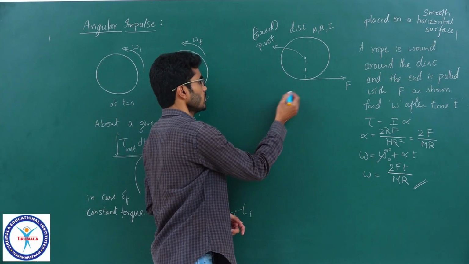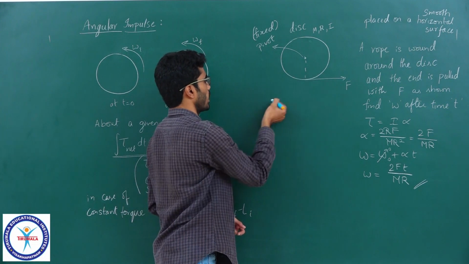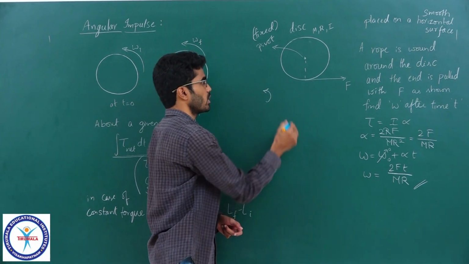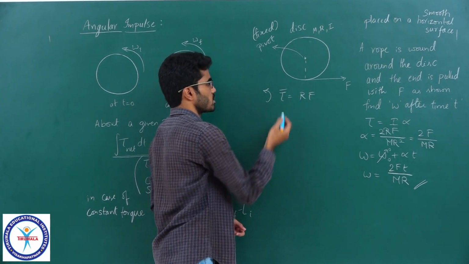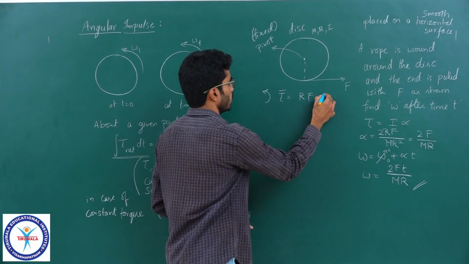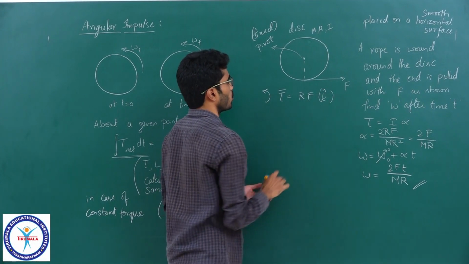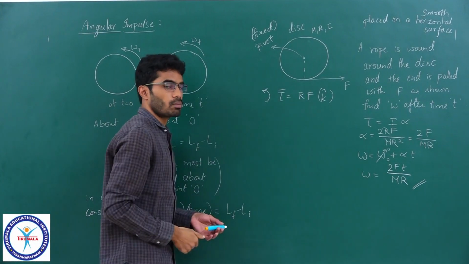So, let us identify the torque here. There is a torque acting on it anti-clockwise, and the torque can be given by rF. Let us write it in vectors. It will be rF k cap. R cross F is pointing outwards.